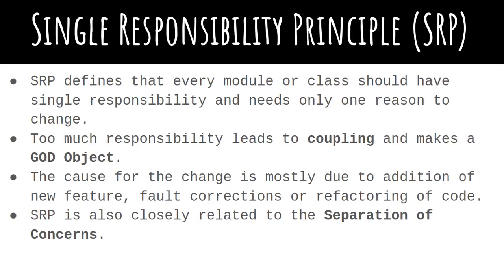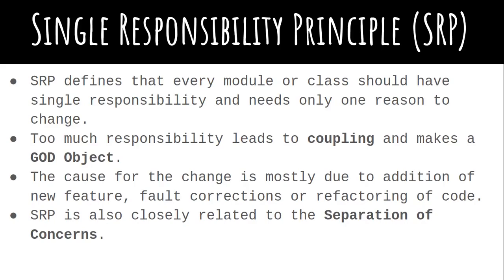So let's understand this with an example. If clients need to know class B in order to use class A, then A and B are said to be coupled, which should be avoided. Here, what does God object mean? It means the object that knows everything and does everything. There should not be an object which is handling all the functionality of the module.